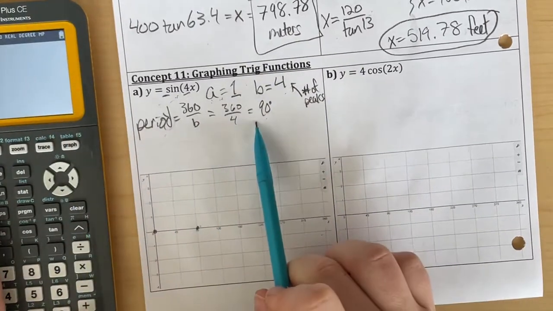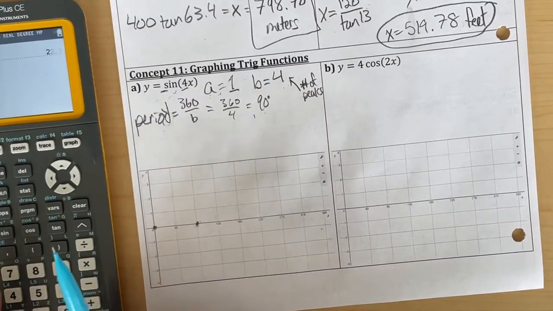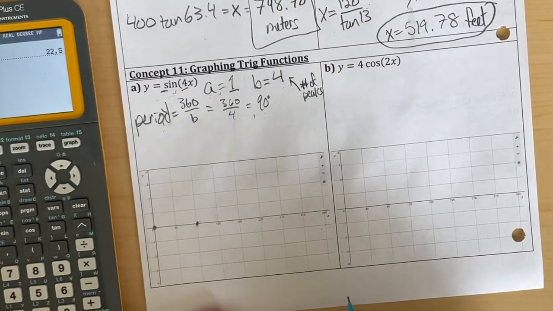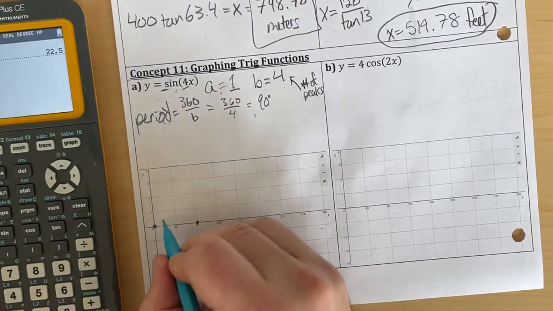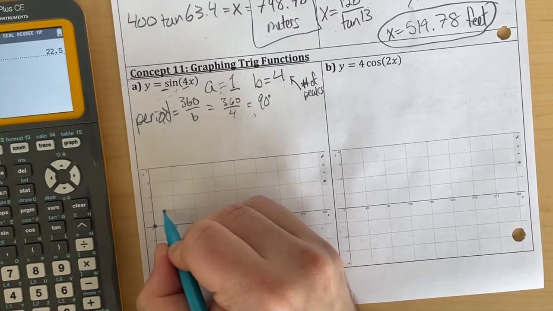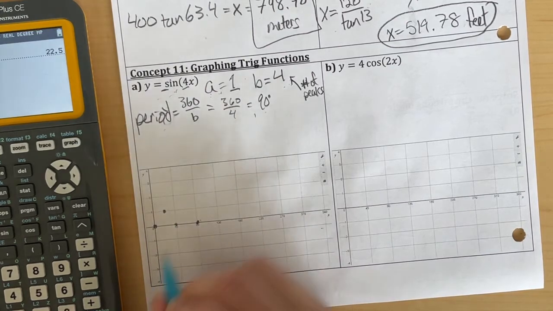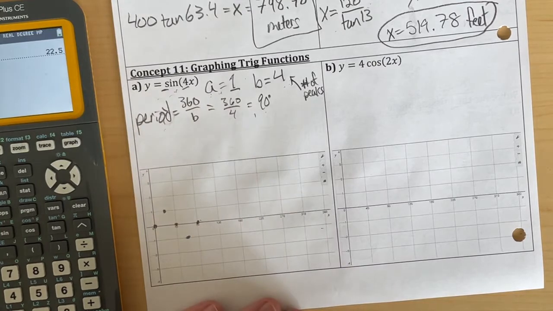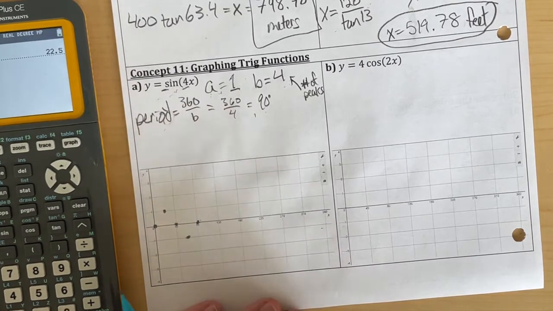I can take my period. I can say 90 divided by 4 to figure out what my 4 other points are going to be after 0. So that means at 22.5 degrees, I go up to 1. So that's going to be now going down. At 45, I have 0. At 67.5, I have -1. And then at 90, I have 0. So after that, it will repeat itself.